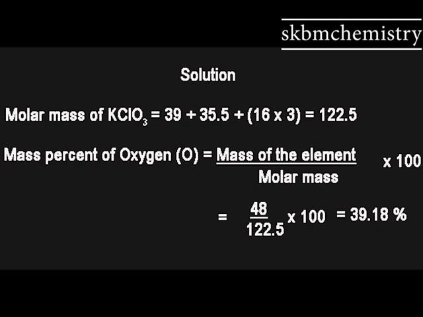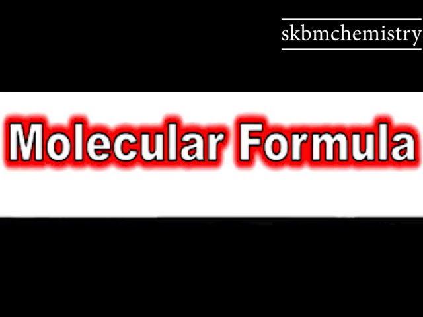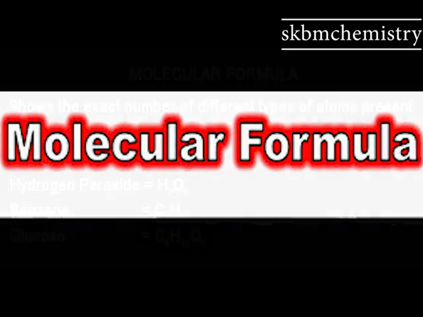Now we have to calculate the mass percentage of oxygen atom. Again, I repeat the formula mass of the element divided by molar mass into 100. Here there are 3 oxygen atoms. So mass of the element becomes 16 into 3 or it becomes 48. Molar mass we have already calculated it as 122.5. So the result is 48 divided by 122.5 into 100 is equal to 39.18%.